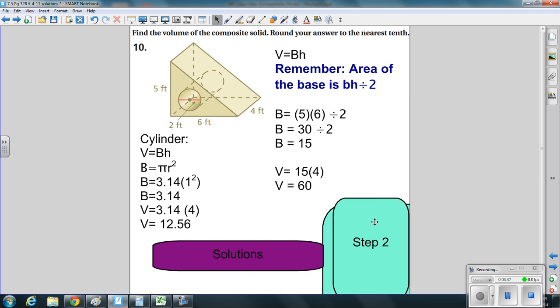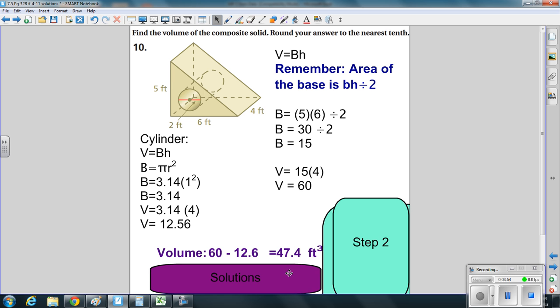To find the volume that is remaining, we're going to take 60 and subtract 12.6. I took 12.56 and rounded it to the nearest tenths place. So I get 12.6 and I get 47.4 feet cubed. Are there any questions?